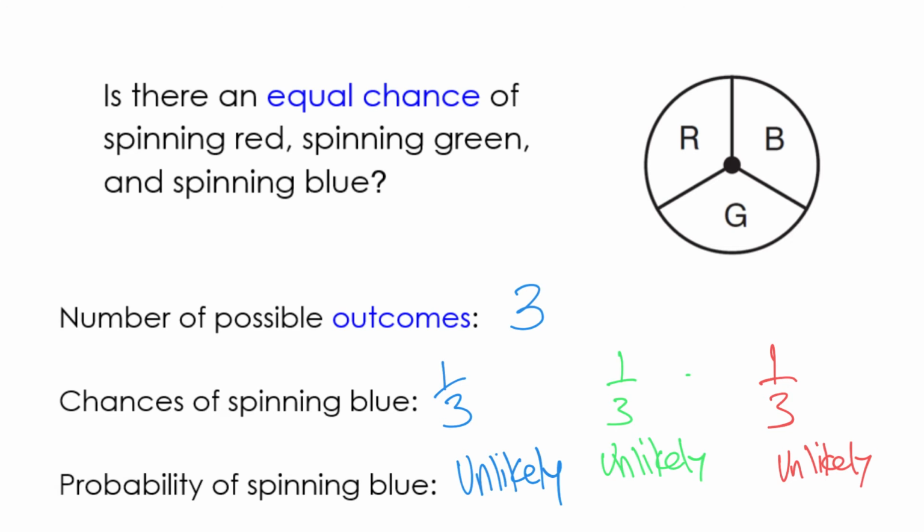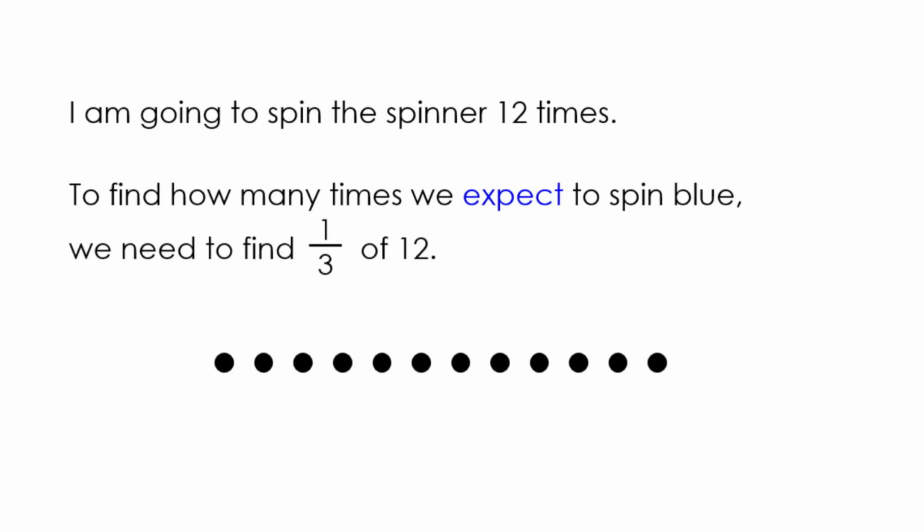So, but when they are compared to each other, they all have an equal chance of being spun. So it's equal to each other, but if you're just spinning it one time and you want to pick green, it's unlikely you will get green. Okay, so let's try this one here.